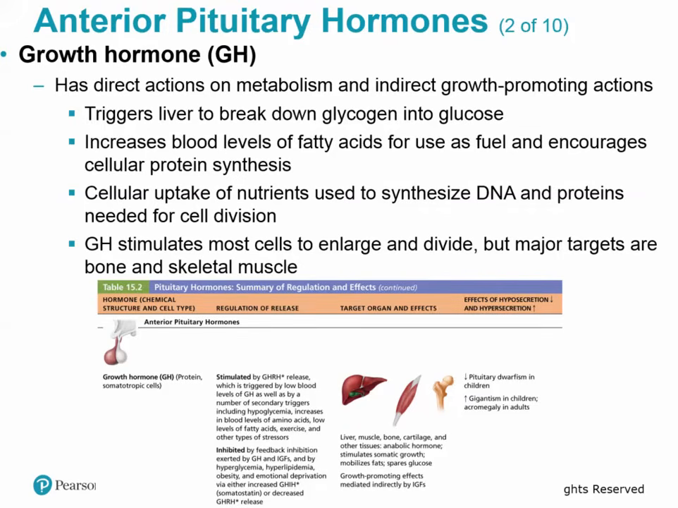So growth hormone does essentially what it sounds like it does. It stimulates growth and metabolism. It does this by triggering the liver to break down glycogen into glucose, and increasing blood levels of fatty acids and cellular uptake of nutrients. Essentially it allows the cells to grow and divide, and gives them everything they need: all the fuel, the energy, the basic building blocks to make new cells and tissues. While growth hormone stimulates pretty much all cells one way or another, its major targets are the bone and skeletal muscle.